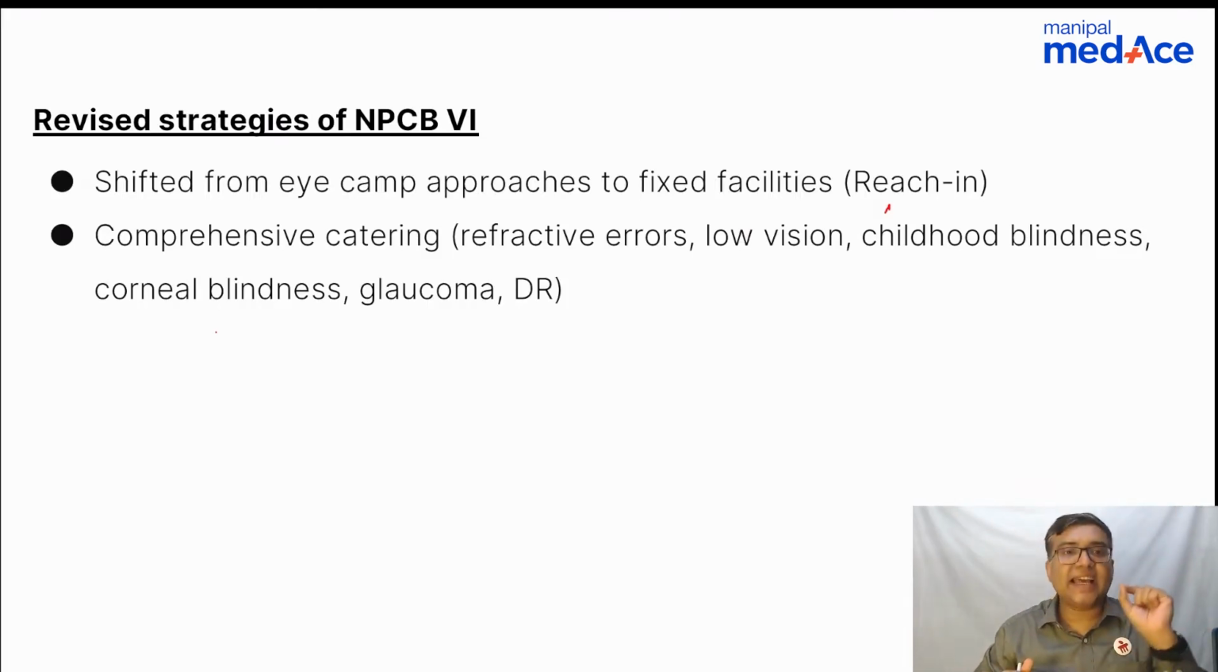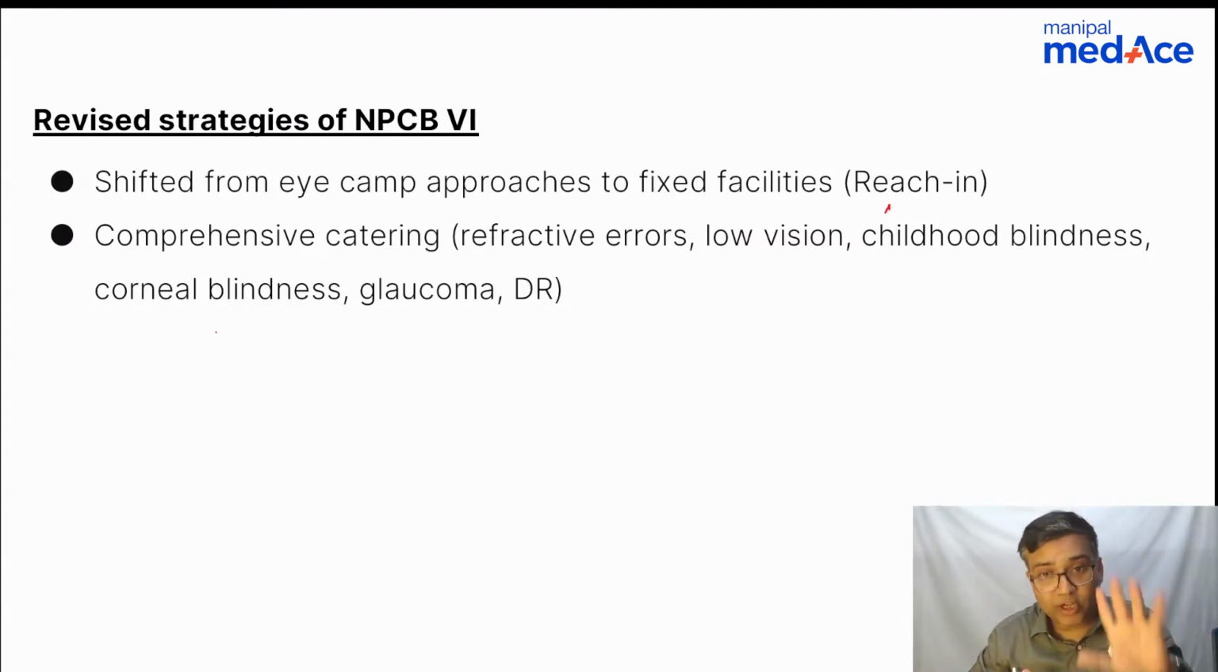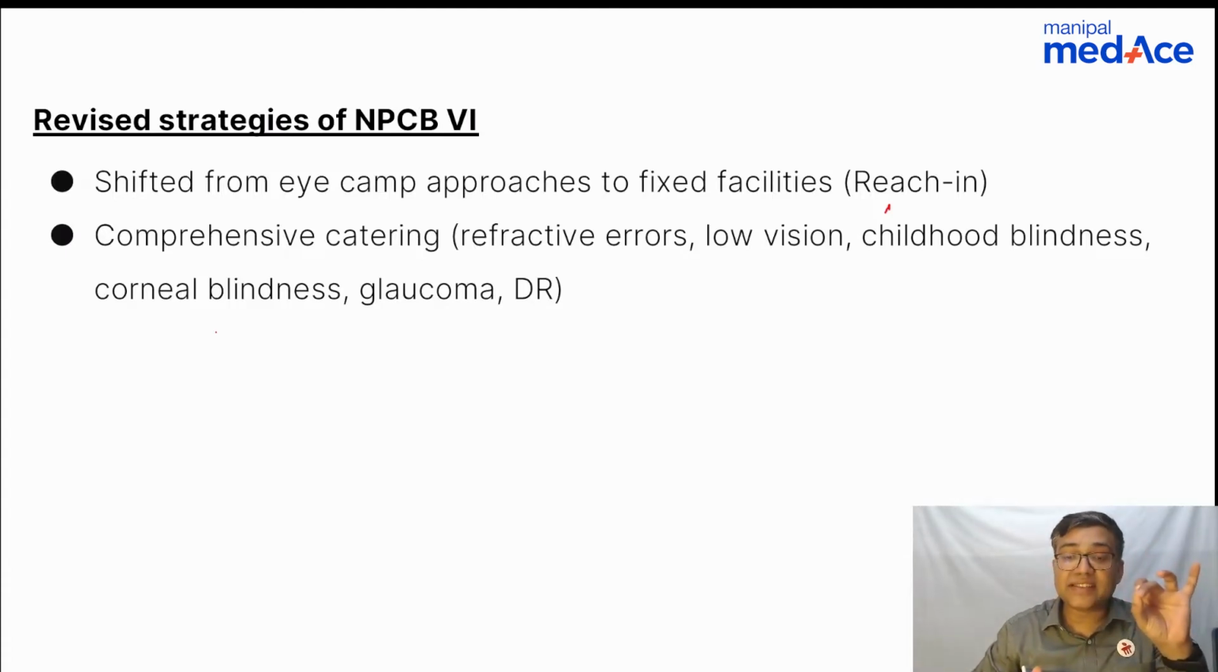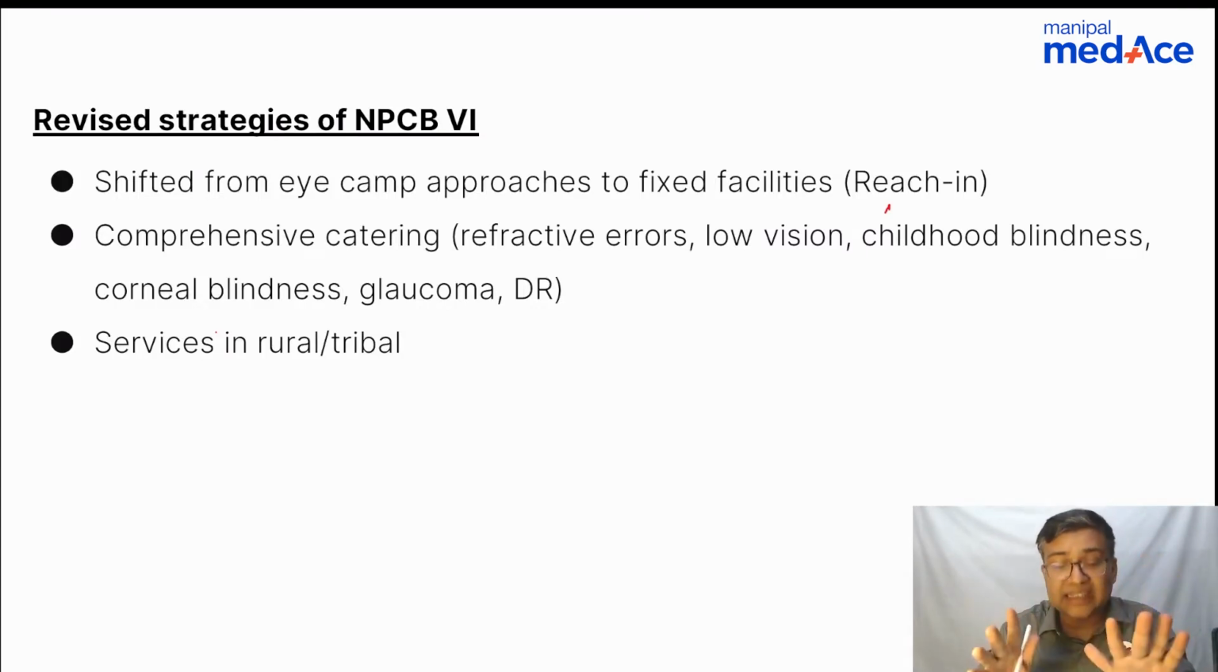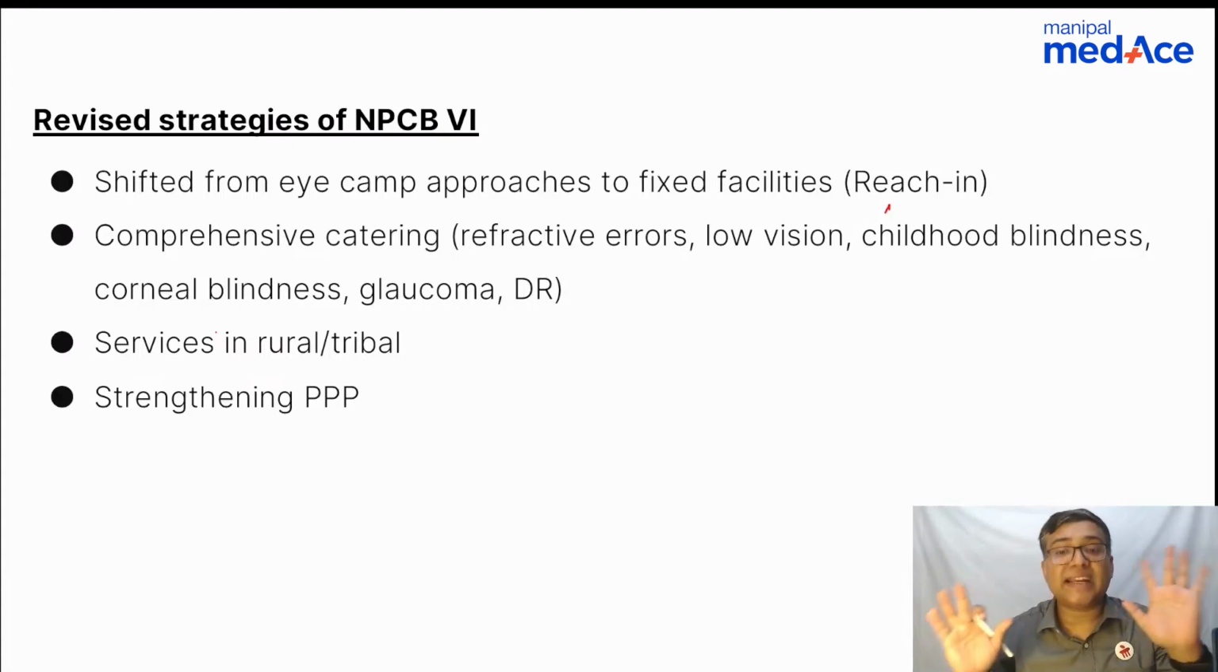The third thing they have told in the NPCB-VI, the new approach, remember this was not being asked earlier, so this is an important question, is that the services are to be provided not only in the cities, they have to be provided in the tribal and the rural area as well. This is the third important point. The fourth important point is it is not only the government that is providing the various services, it has to be the private sector as well. So there is a strong public private partnership that has to be given.